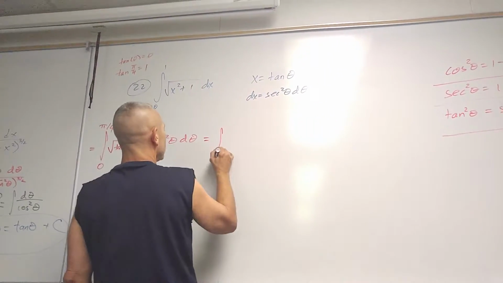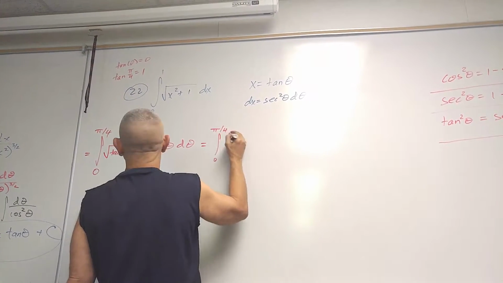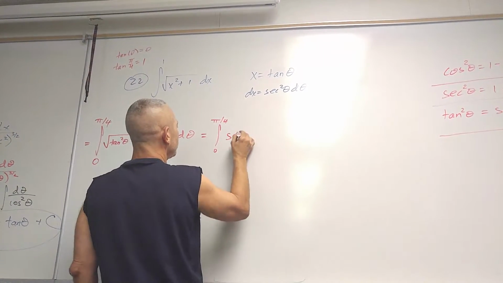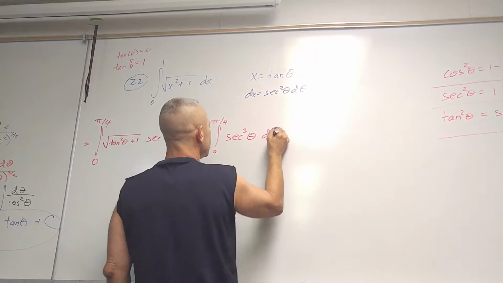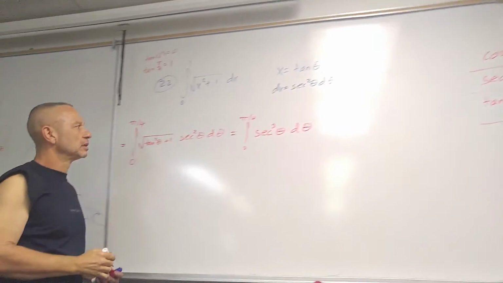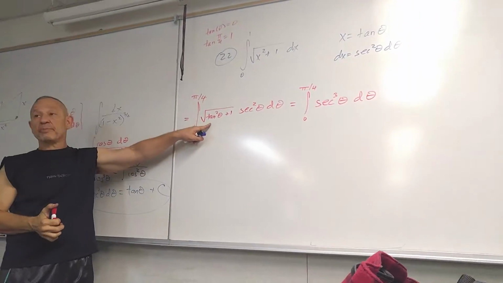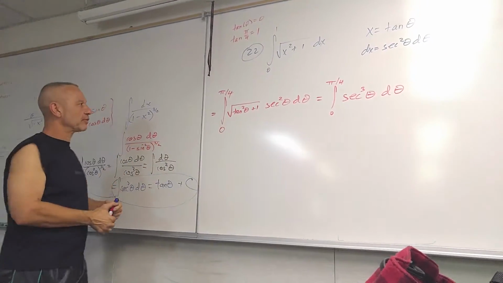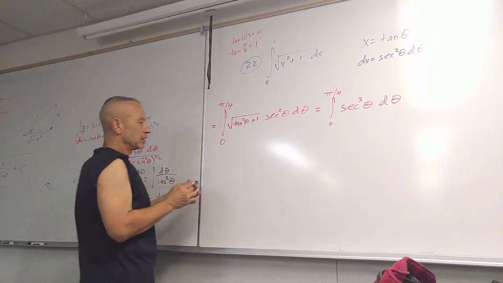Well, that's the integral from 0 to pi over 4 of secant cubed theta d theta. I didn't have to worry about absolute values here. I guess I skipped a bunch of steps on you. Let me go back and put them in.